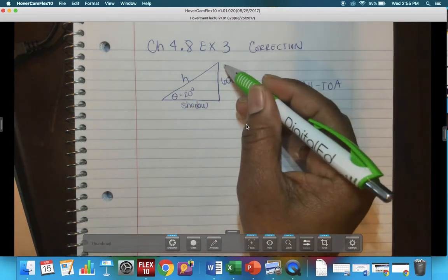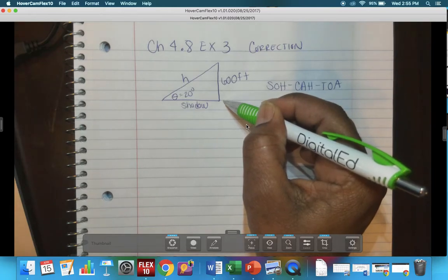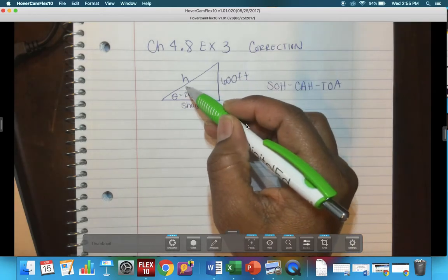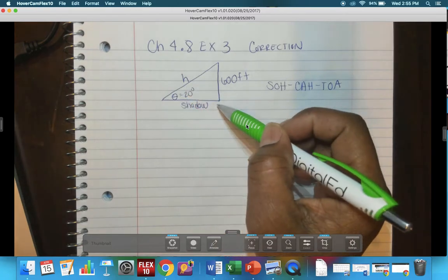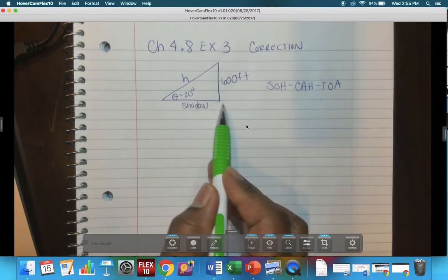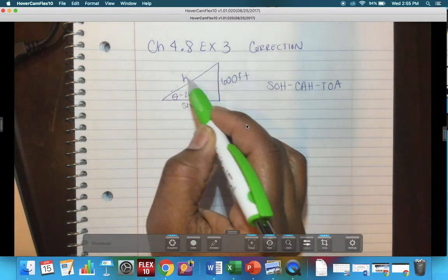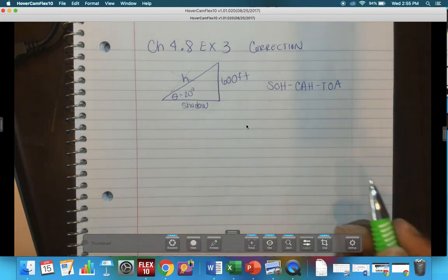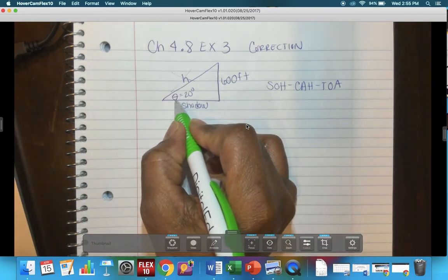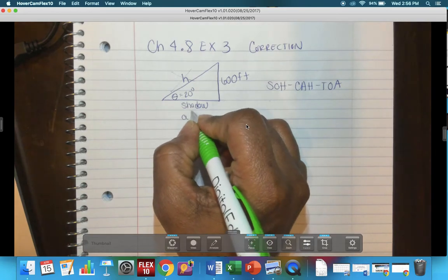All right, so we had a building that was 600 feet tall. There was a 20-degree angle of elevation, and we were supposed to solve for the length of the shadow. So I incorrectly solved for the hypotenuse. We're supposed to solve for the length of the shadow, which according to the theta here is actually the adjacent side.